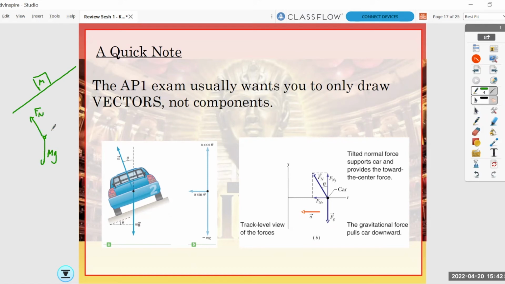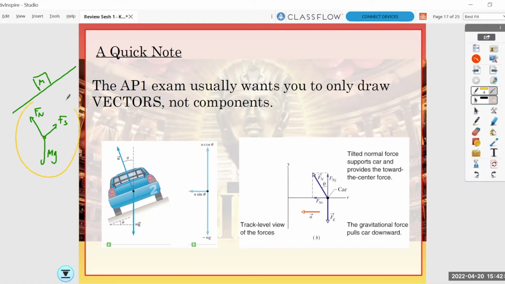Okay, let's assume it's sitting still. You've got static friction this way. You should not draw your components of gravity. They will say vectors, not components. Do not draw components. If you need to draw the components to help yourself out, here's what you should do.